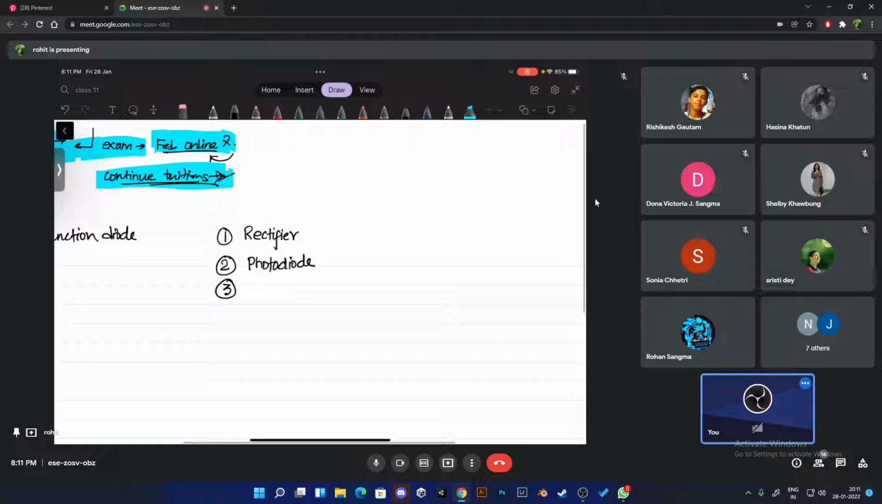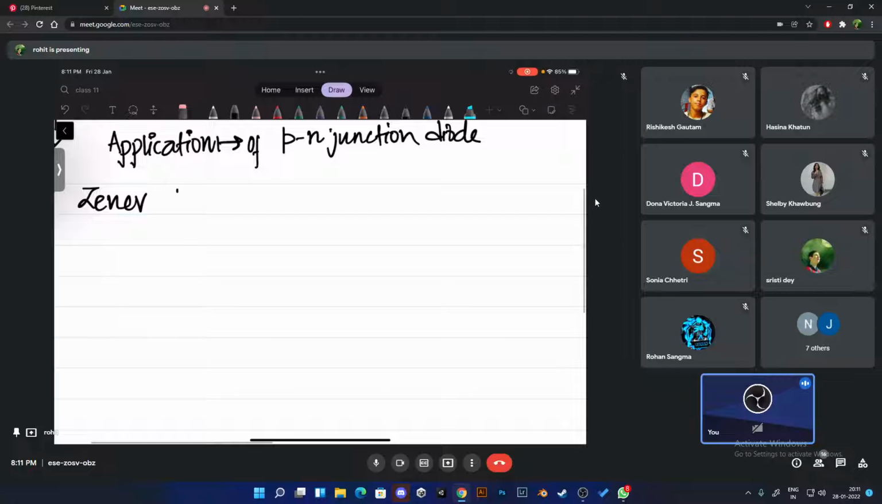Number three, PN junction diode can be used as a LED. Today we are going to learn PN junction diode can be also used as a diode, which we can call what diode? Zener diode. Okay, and Zener diode has a very specific purpose. Okay, Zener diode is going to do this. Look here. The purpose of Zener diode is to act like a voltage regulator.